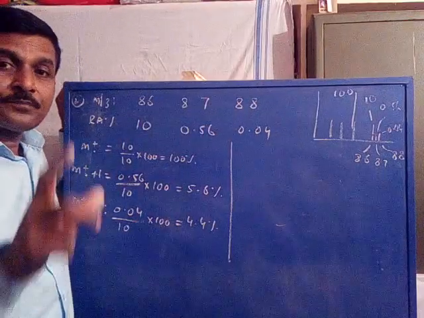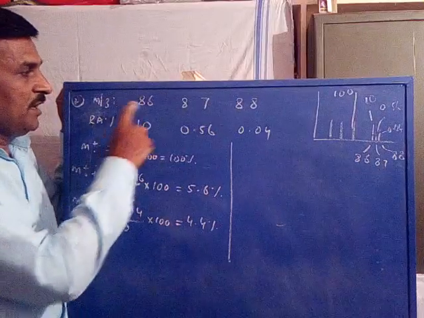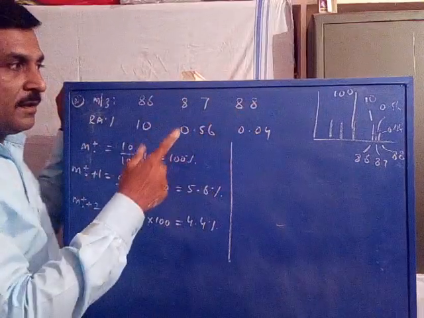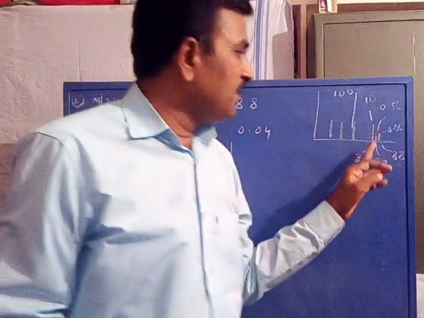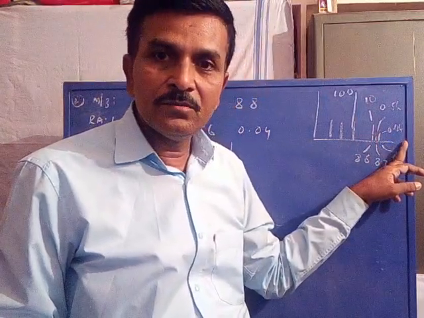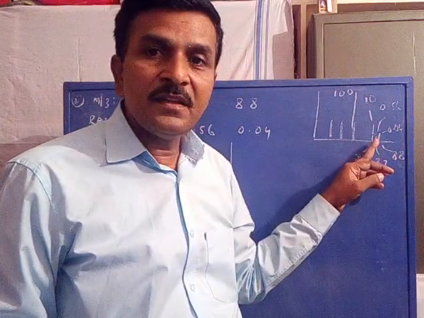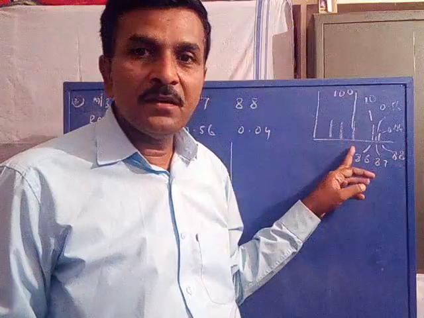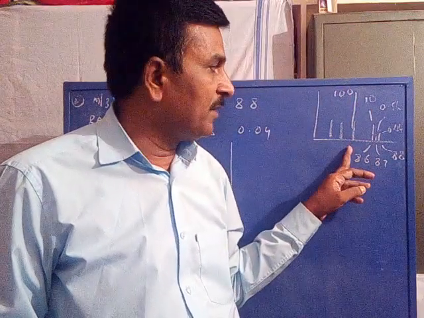Is it clear how to select a series of signals and their relative abundance percentage? I can explain again. A series of signals are selected at higher M/Z values, and then the intensities are calculated by comparison with the base peak. The base peak should be considered as 100%.